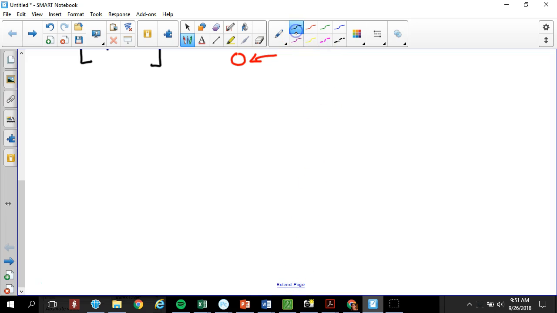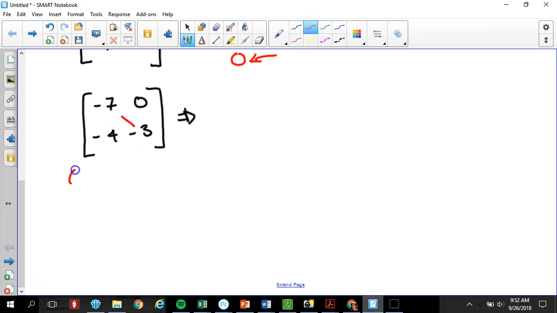Okay, let's try another one. I have negative 7, 0, negative 4, and negative 3. For this one, I'm going to go ahead and find the determinant. So A times D, negative 7 times negative 3, minus B times C, 0 times negative 4. Negative 7 times negative 3 gets me positive 21. 0 times negative 4 gets me 0. So my determinant here is 21. So I can keep going.